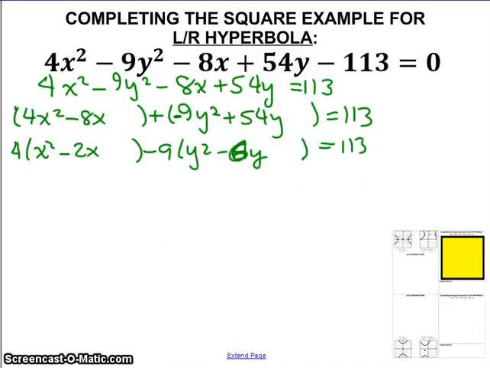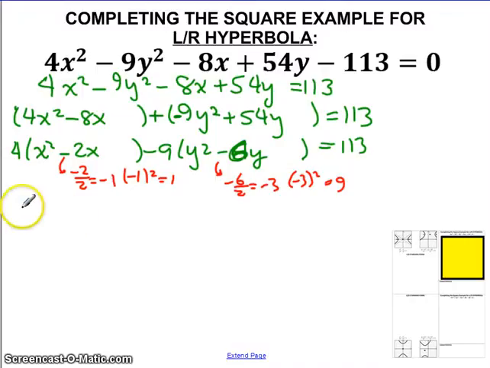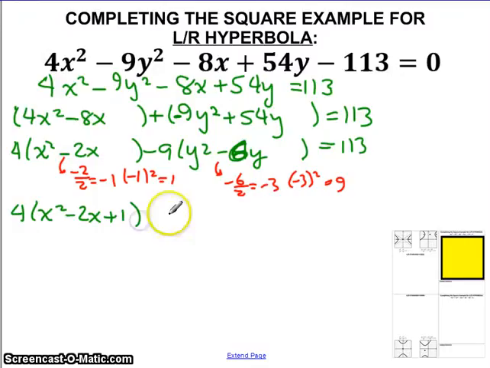Okay, so let's go ahead and complete the squares. Negative 2 over 2 is negative 1. Negative 1 squared is positive 1. Negative 6 over 2 is negative 3. Negative 3 squared is 9. Okay, so I'm going to write 4 times x squared minus 2x plus 1 minus 9 times y squared minus 6y plus 9 equals 113.